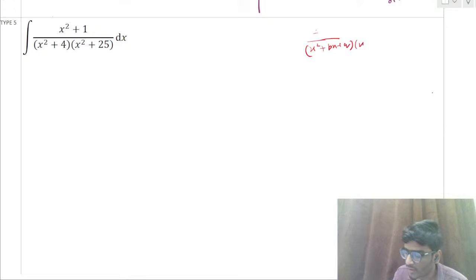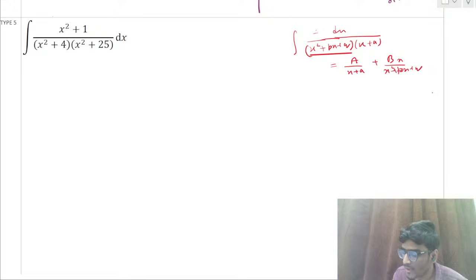or there is another factor which is a linear factor x plus a, we write this integral in the form of a upon x plus a plus bx plus c upon x square plus px plus q, which is not factorizable. But here, as you can see, both the factors are quadratic, like in the previous one.